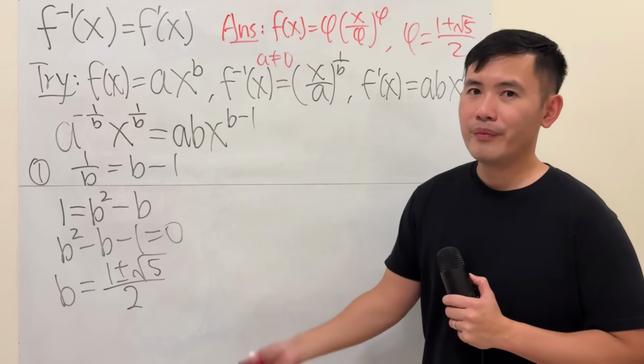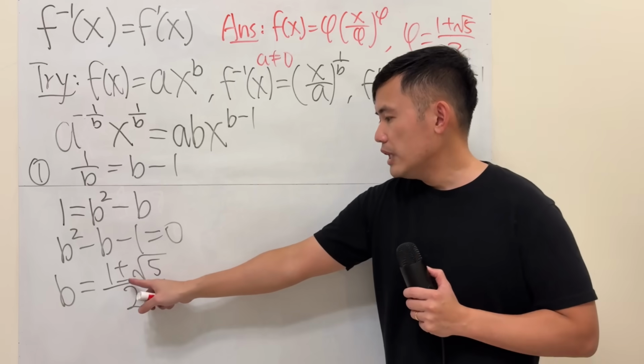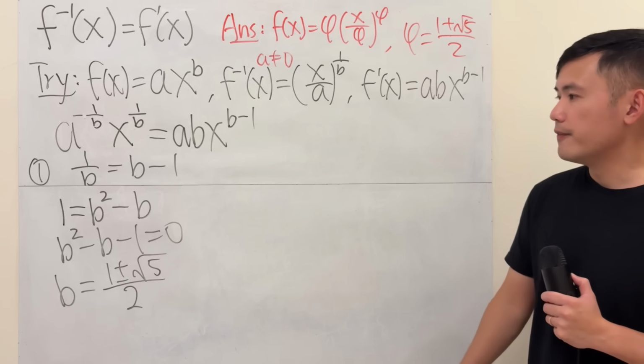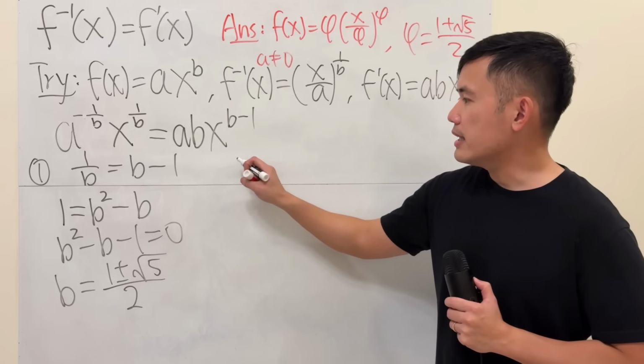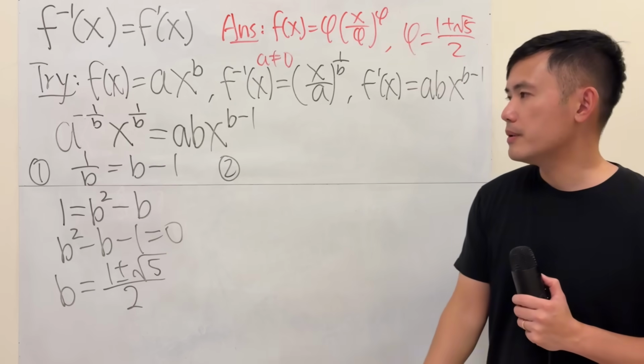Have a look. This is the golden ratio. And also, if you use a negative right here, the following will also work. Very nice. Now, secondly, we must have the coefficients equal to each other.